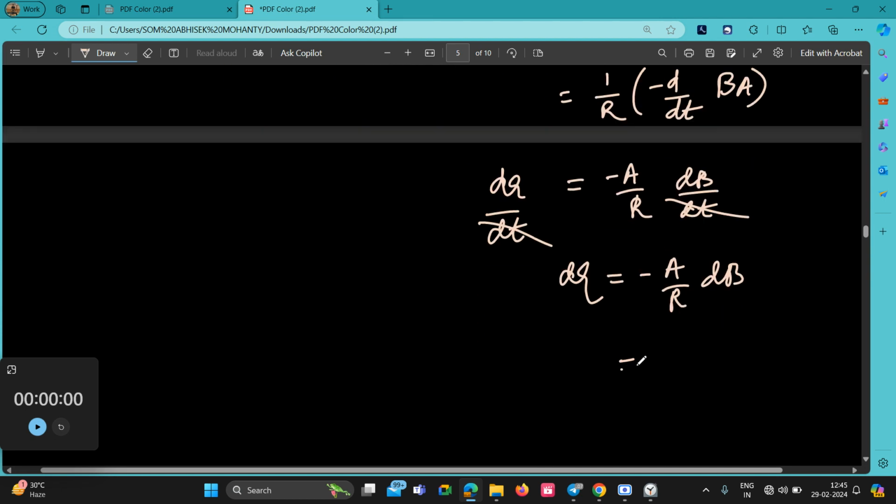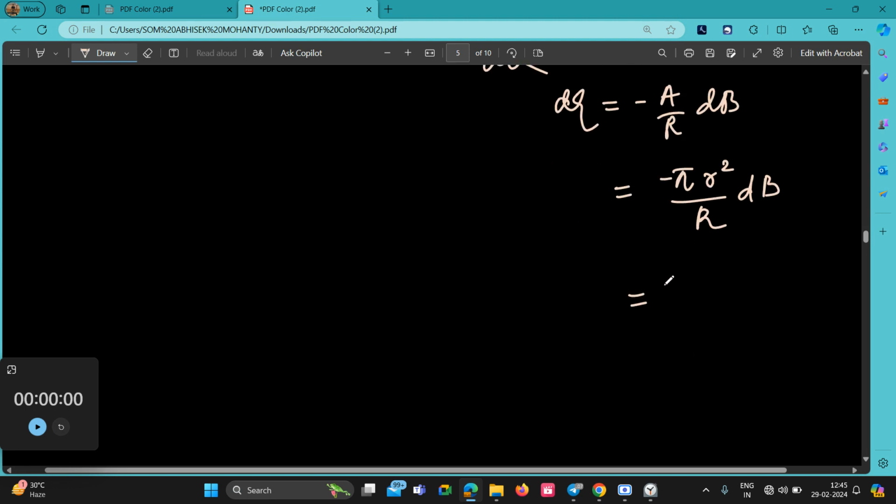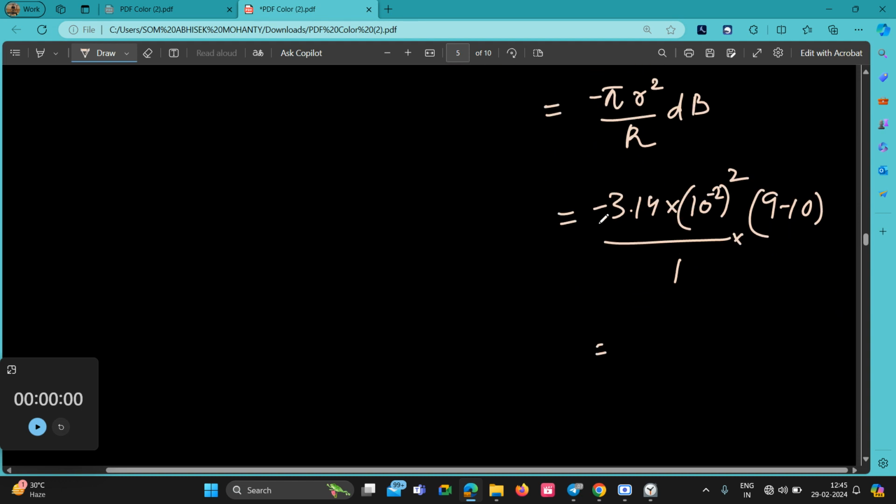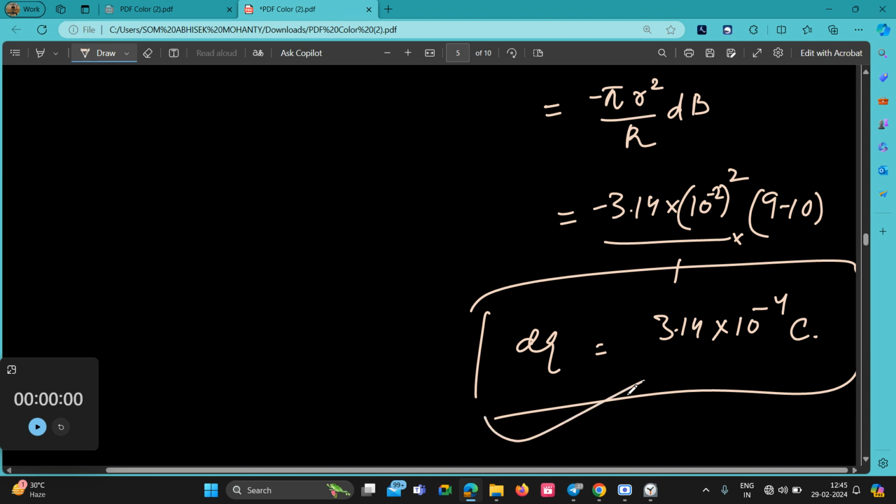And A is what? This is a circular loop, right? So A is πr², so dq is πr²/R dB. If you take the magnitude, or otherwise, let's take it anyway: minus 3.14 times the radius squared. The radius is given in the question as 1 centimeter, that means 10 to the minus 2 meter, squared, divided by the resistance, 1 ohm, into dB, the change in magnetic field. That is 10 tesla to 9 tesla, 9 minus 10, which is minus 1. So this makes it positive. So 3.14 into 10 to the power minus 4 coulomb. This will be the answer, the charge transferred. Alright, I hope you understood.